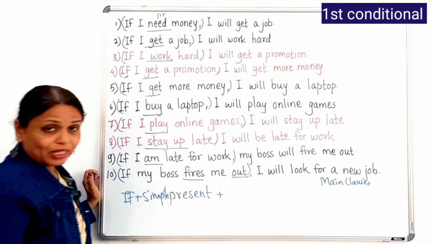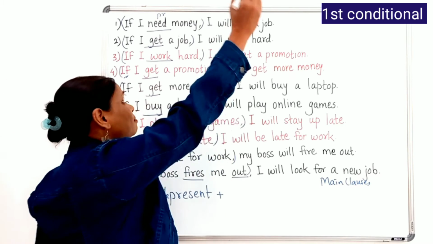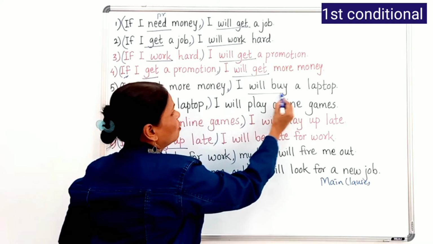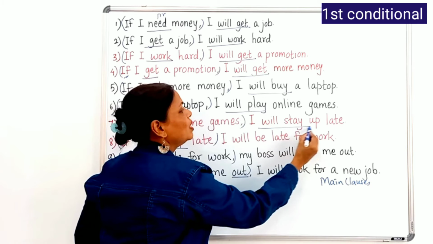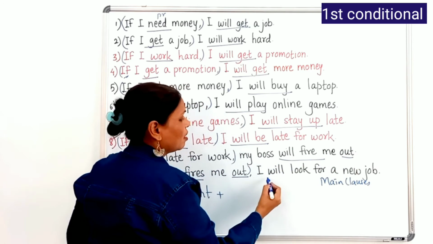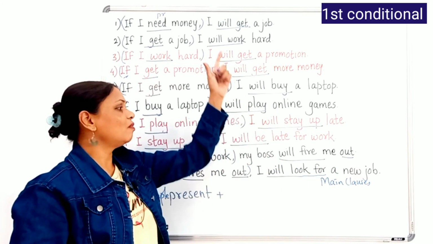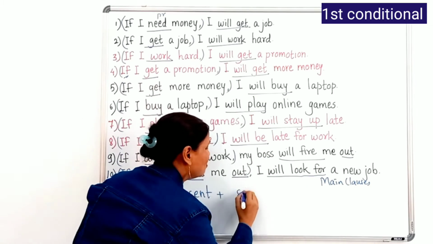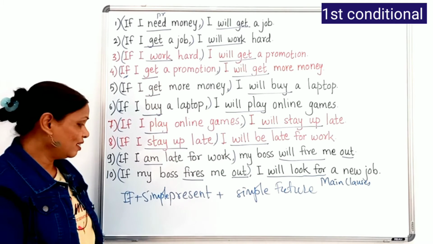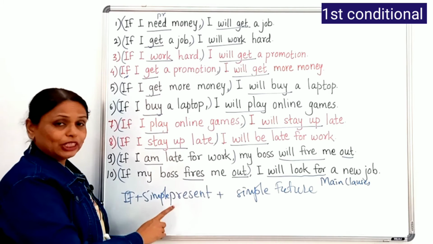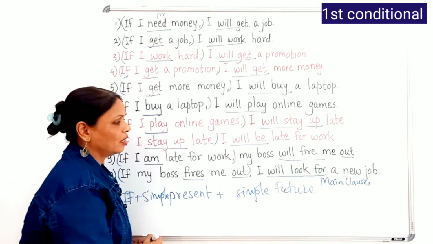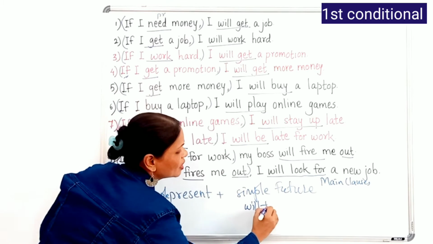In the main clause, what can we use? You can see the pattern over here. Will get, will work, will get, will buy, will play, will stay up, will be, will fire out, will look for. These all verbs are in the simple future tense. So the pattern is very simple. In the if clause, you need to use the simple present, and in the main clause, you need to use the simple future. Simple future, will plus V1.